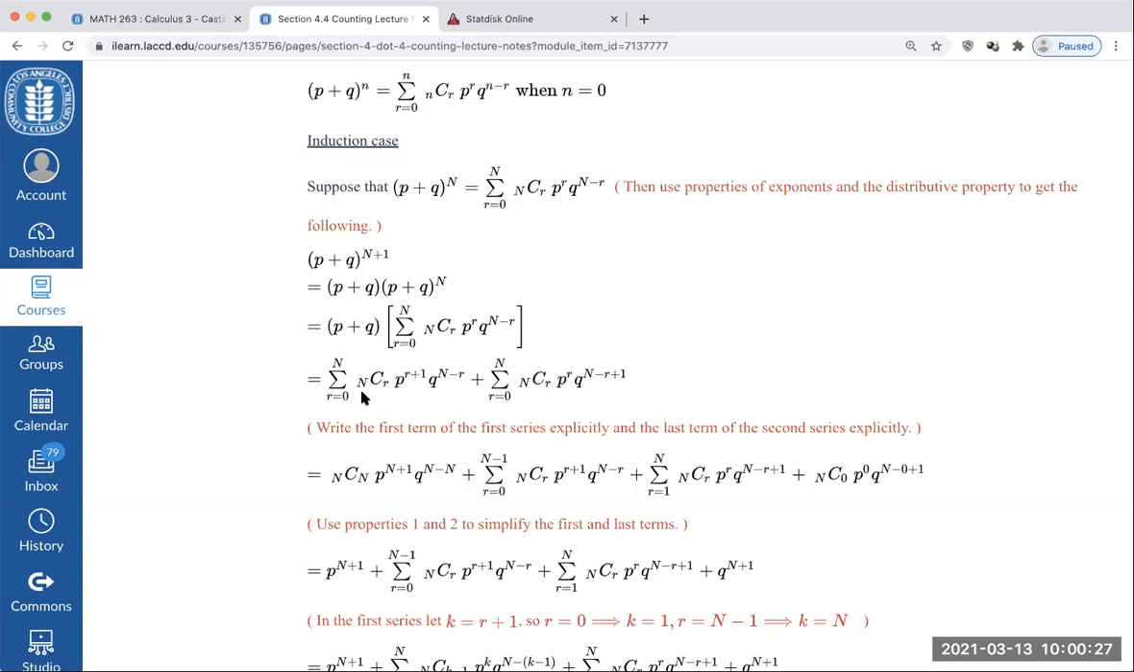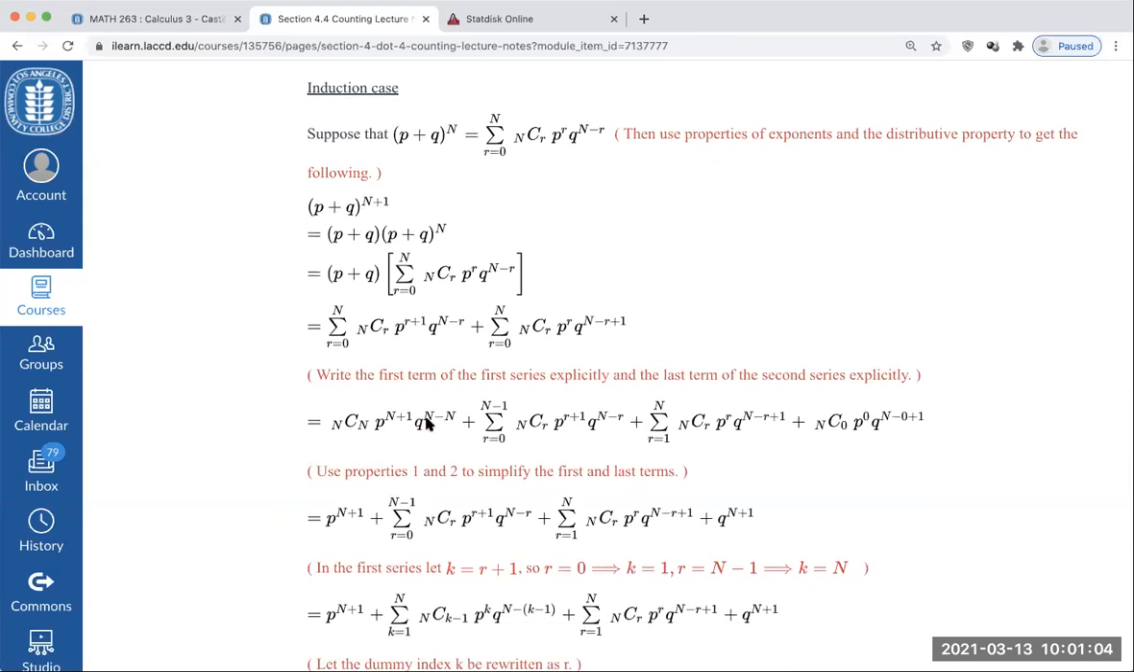Now let's write out the last term here, the nth term. So let's replace R here by capital N. So it's capital N C capital N, times P to the capital N plus 1, times Q to the capital N minus N, plus this term, but without the last capital N term. So the sum R equaling 0 to capital N minus 1, capital N CR, P to the R plus 1, Q to the capital N minus R.